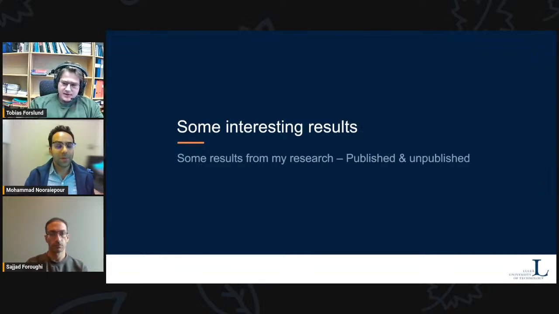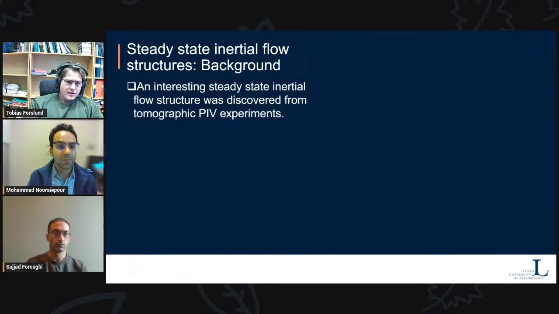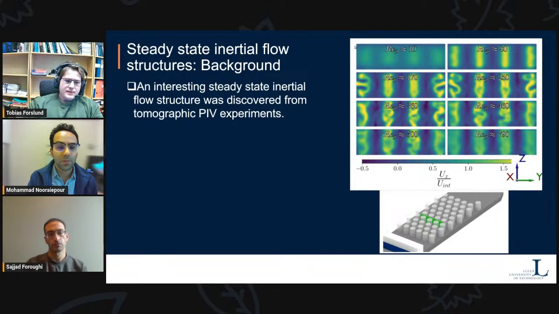So some of it published and some of it unpublished. First I want to talk about steady state inertial structures. An interesting steady state inertial flow structure was discovered while we were doing the tomographic PIV experiments that I mentioned earlier. As the Reynolds number is increased, you can see that we go from having viscous diffusion just destroying all the structures in the material up to a situation where the turbulence is just destroying all the structures in the material. And in between, we have a lot of interesting stuff going on.